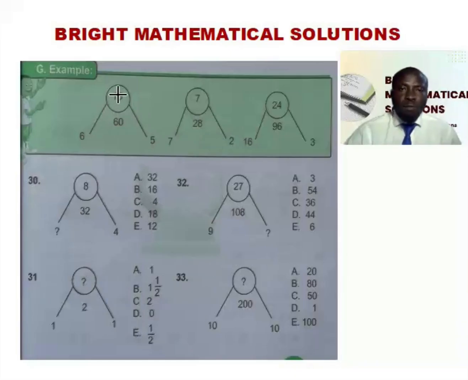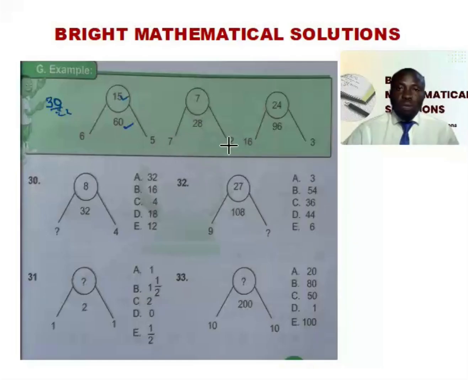Now we have 15, 16, 6, and 5. The first thing, 6 multiplied by 5, that gives us 30. 30 multiplied by 2 gives us 60. 30 divided by 2 will give us 15. Let us see whether it works for the second operation.